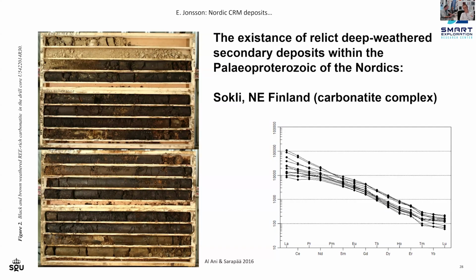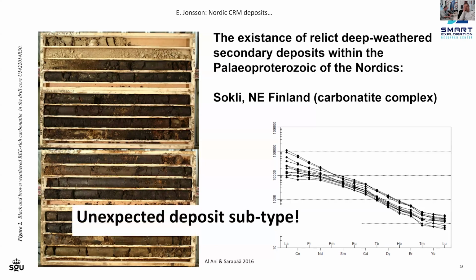So if these kind of deposits have survived, as in the case of Sokli, if we might find other ones like this, it's really, really interesting for rare earth elements, but also for example niobium, zirconium, hafnium, and a host of other metals and minerals. So there are things out there that we perhaps do not know too much about yet. Really an unexpected deposit subtype, I would say.